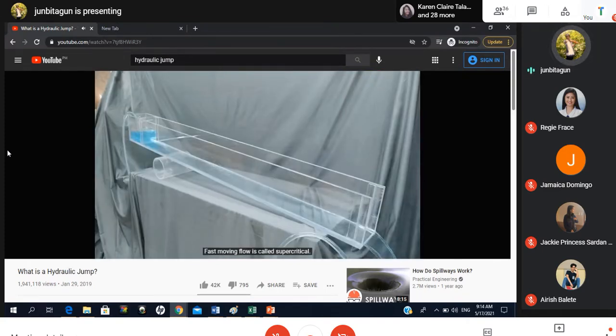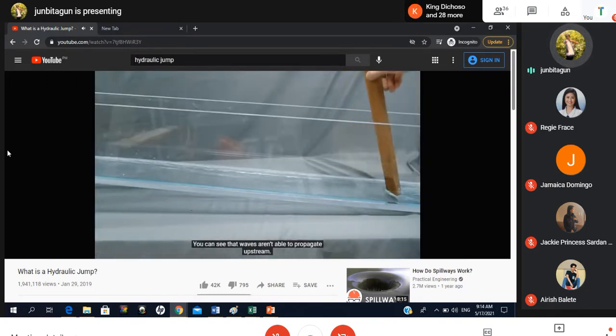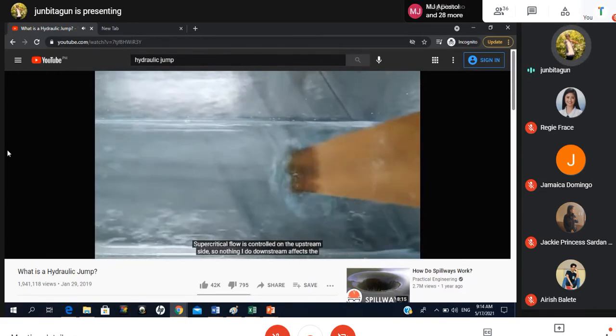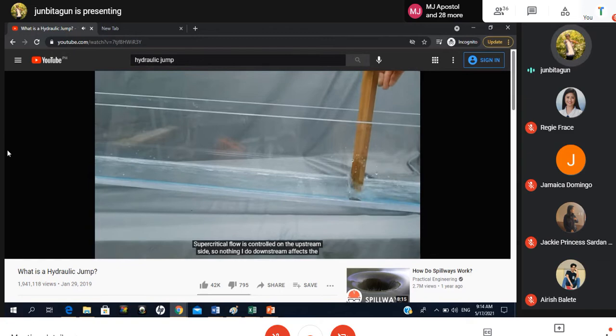Fast-moving flow is called supercritical. In this case, the flow velocity is faster than the wave speed. You can see that the waves aren't able to propagate upstream. Supercritical flow is controlled on the upstream side. So nothing I do downstream affects the depth of the supercritical flow above.